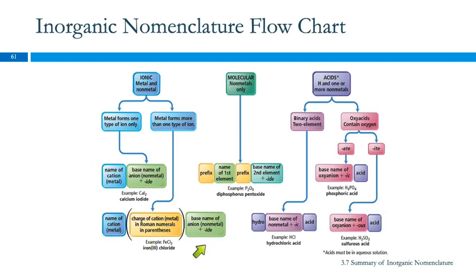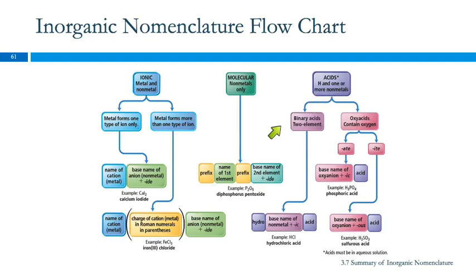And then we have the base name. For a binary, we just have a single nonmetal, and the ending changes to "ide," but you can also have an oxyanion over here, and those names are memorized. Molecular is what we talked about today. Use a numerical prefix, the name of the first element, a space, and a prefix in the name of the second element with the ending changed to "ide."